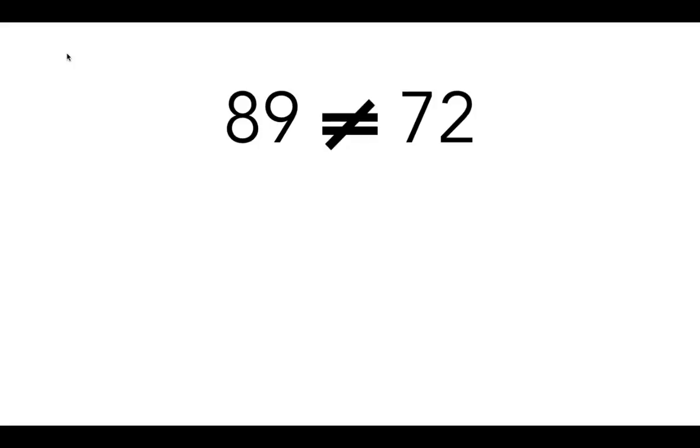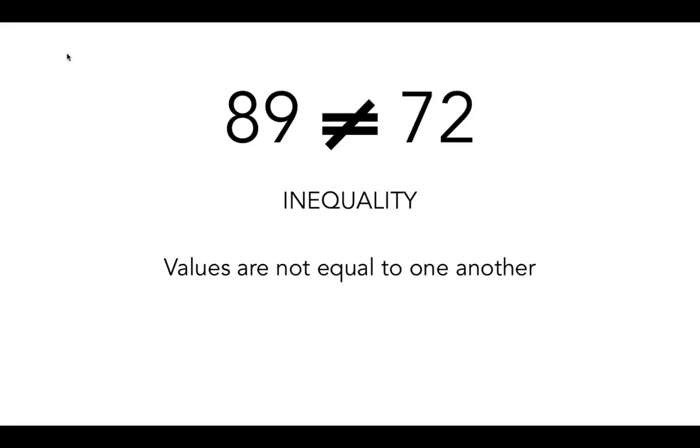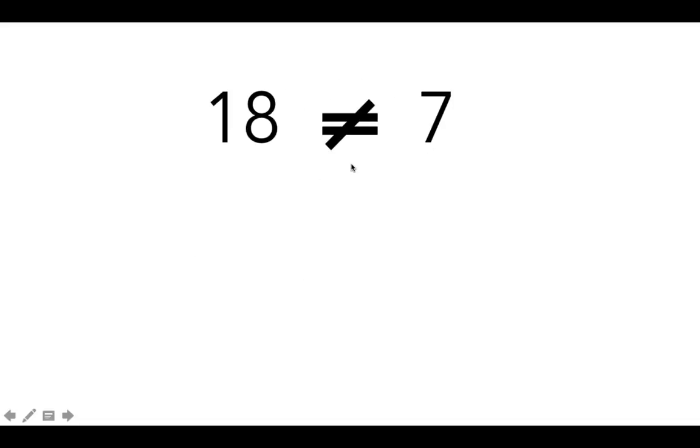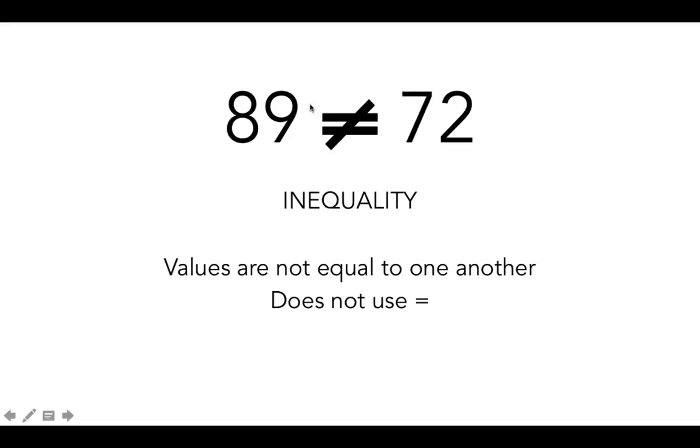Next, 89 does not equal 72. That's an inequality because the values are not equal to one another and it does not use the equal sign. This is what we refer to as the does not equal sign, or the unequal to. This is the sign that we learned about yesterday that shows up in an inequality. So when this sign is present, you know an inequality exists.